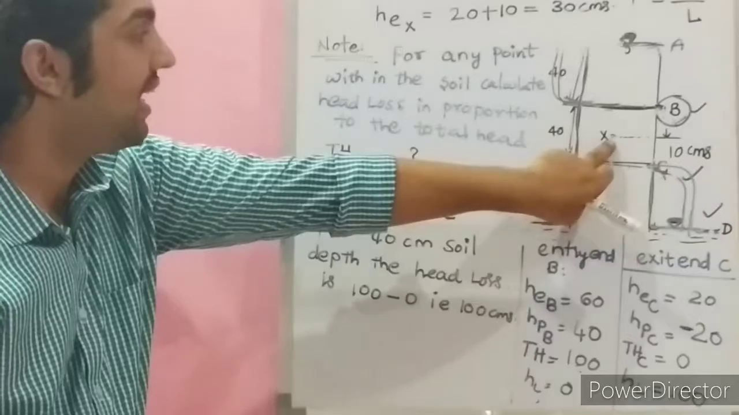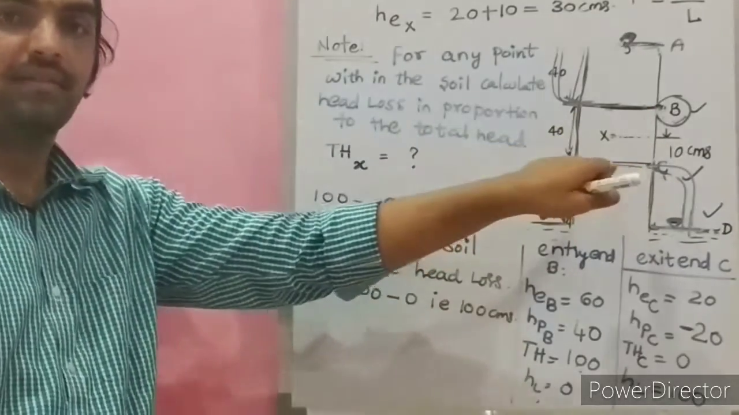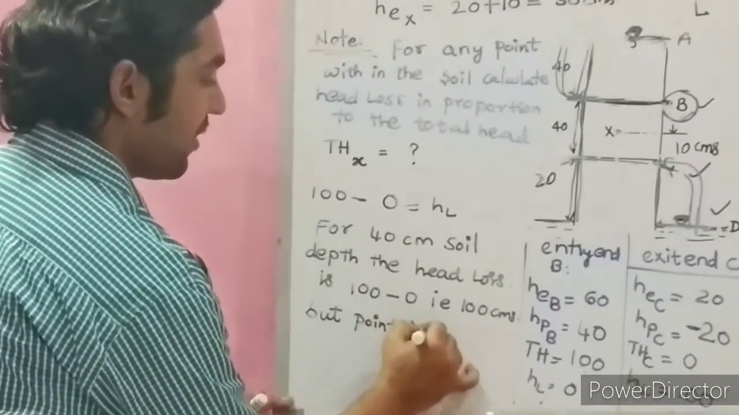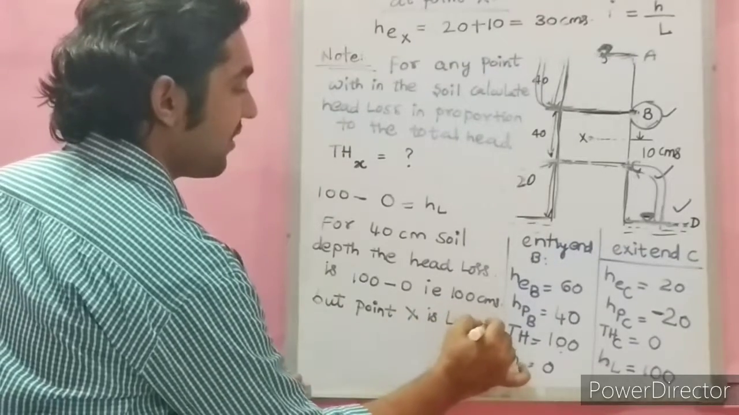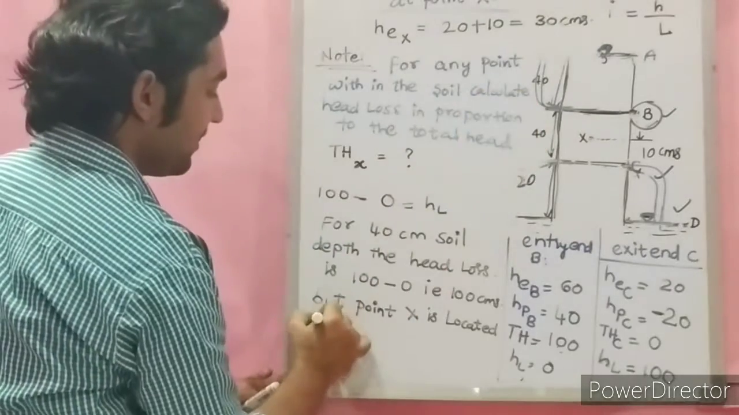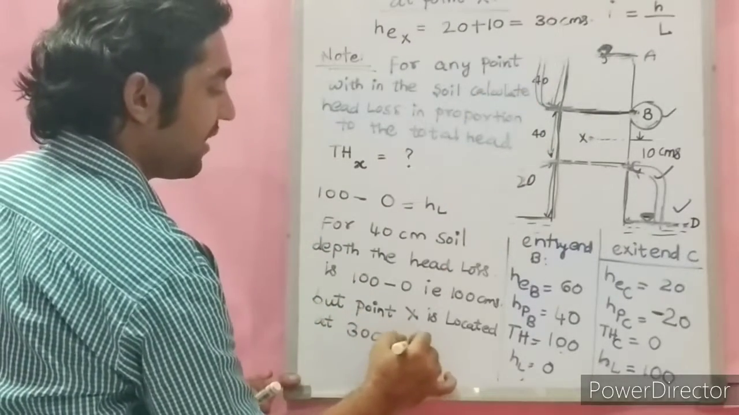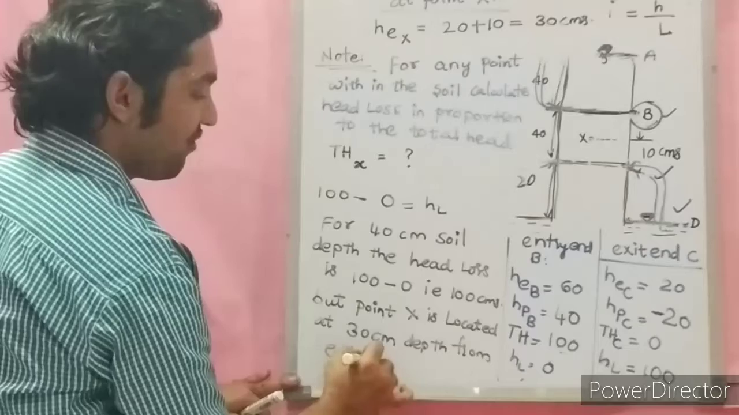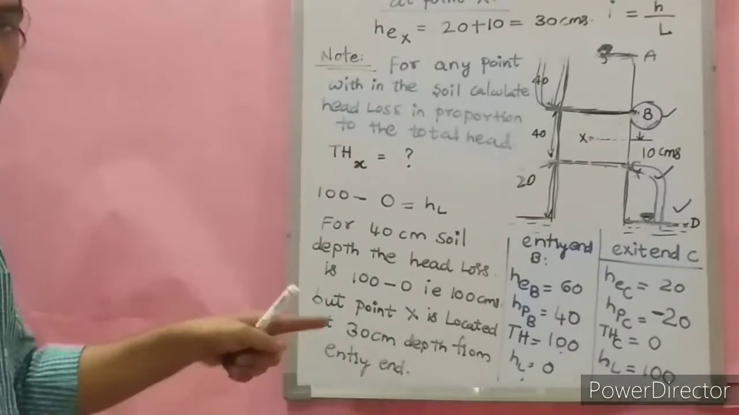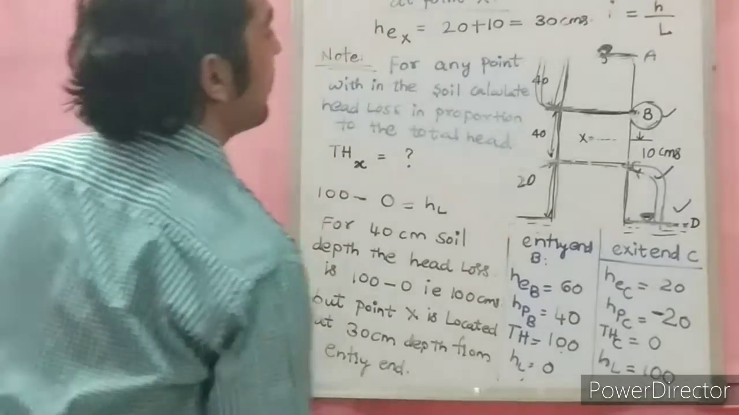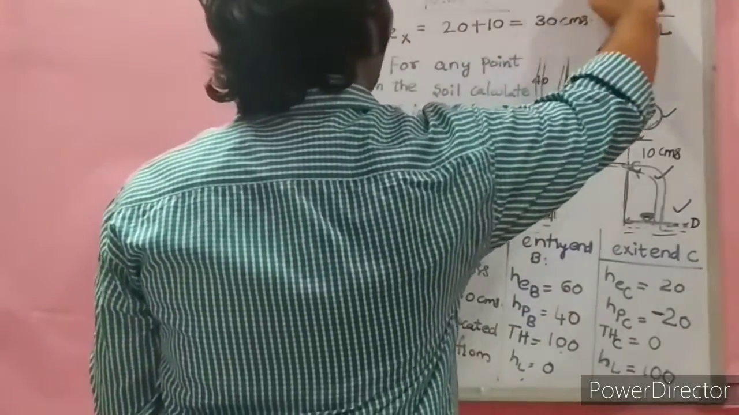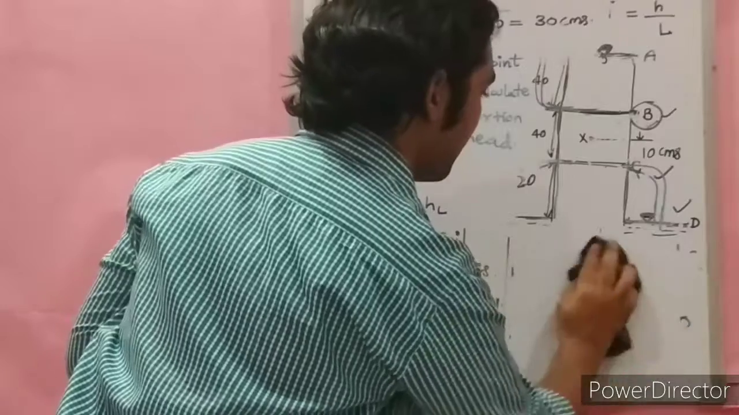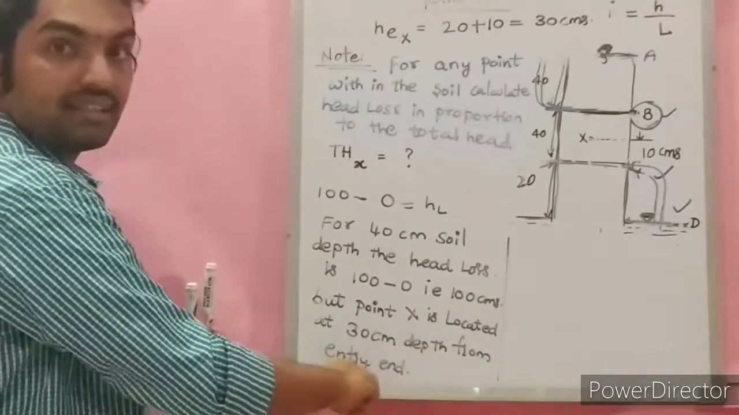But point X is located at 30 centimeter depth from the entry end. Now you can say, at point X, the depth is 30 centimeters from the entry end.